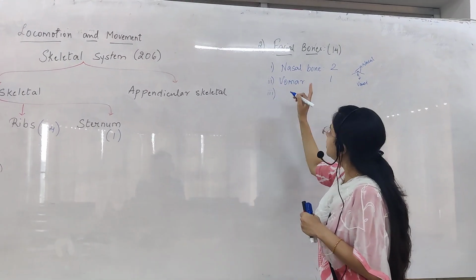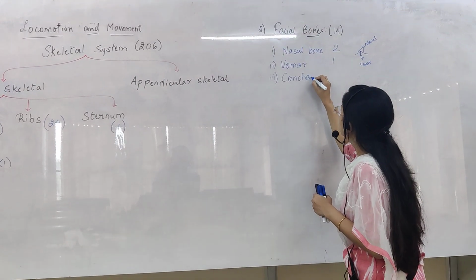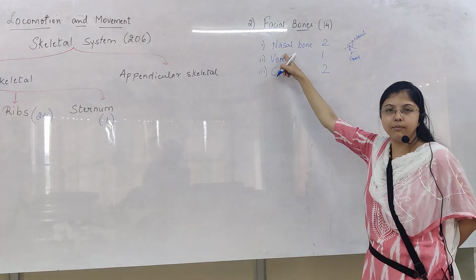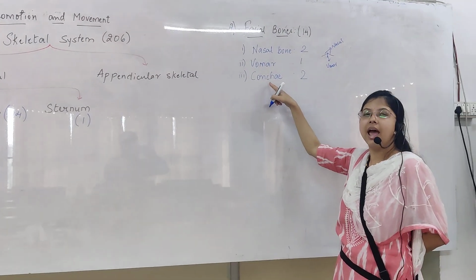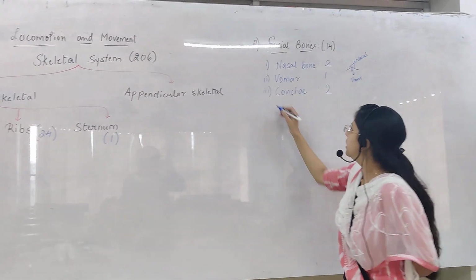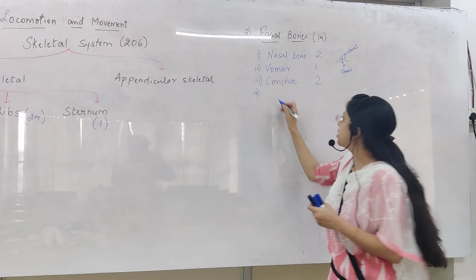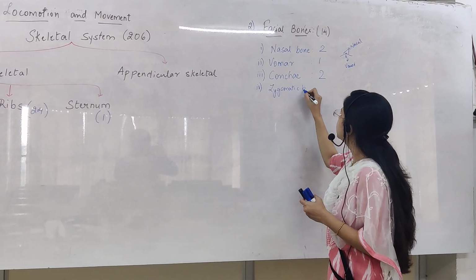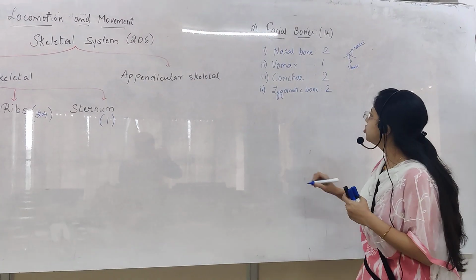In the inner foldings of the nasal bones, you will see the conchae, which are again 2 in number, because each chamber of the nasal passage will have these folds, and these folds of the bones are called conchae, which are again 2 in number. Then comes the bones of the cheek, which are called the zygomatic bones or the cheek bones. Again, 1 present on each side, so they are also 2 in number.